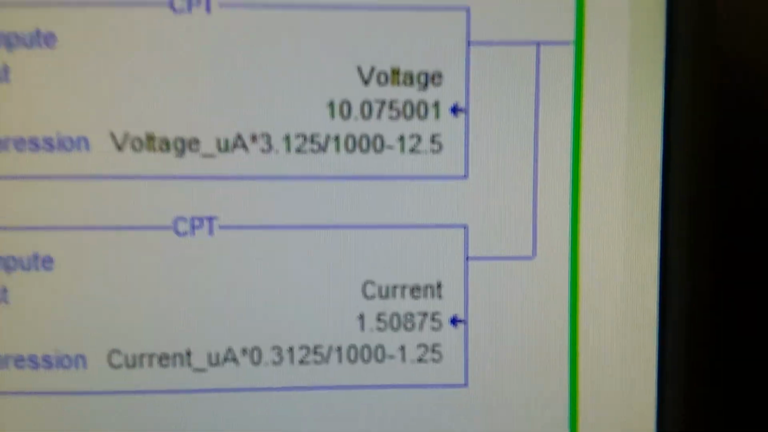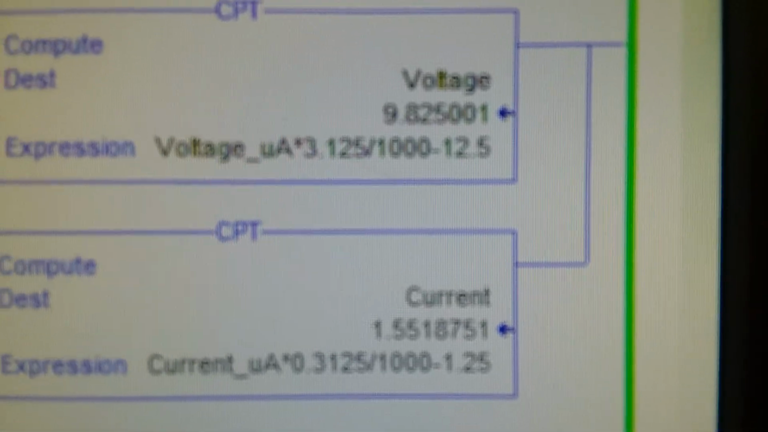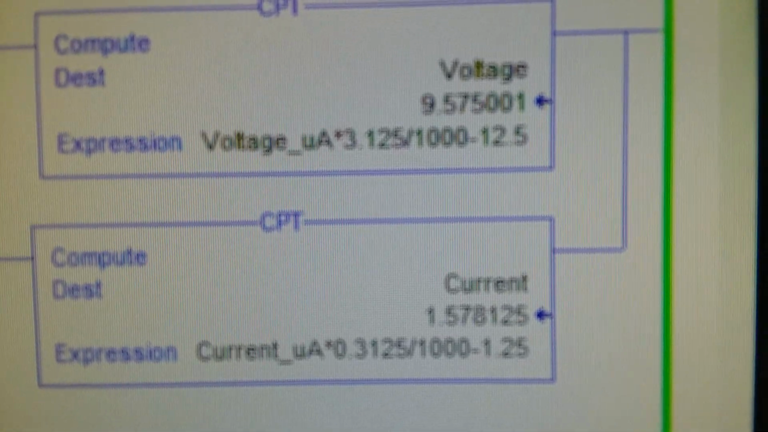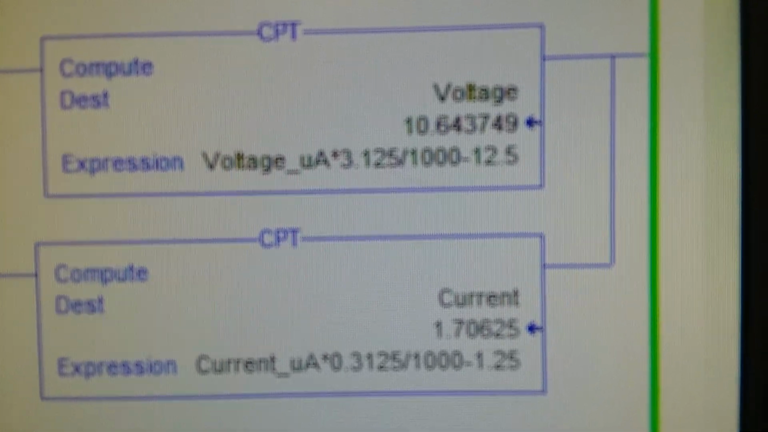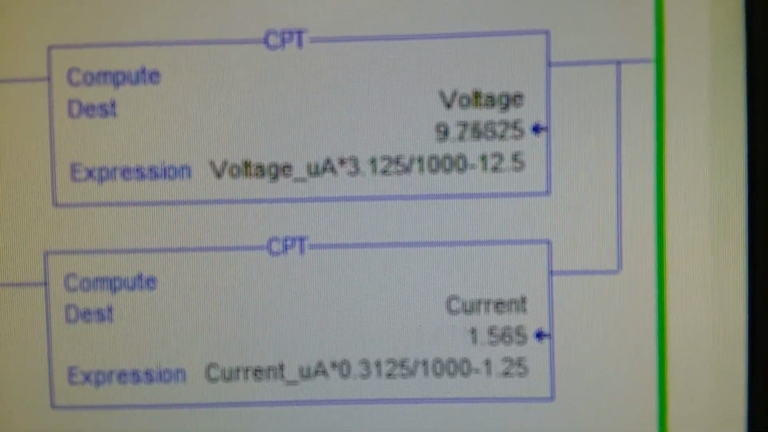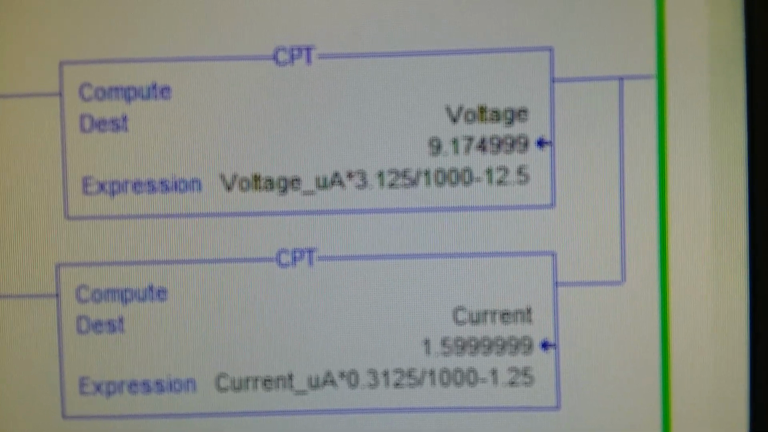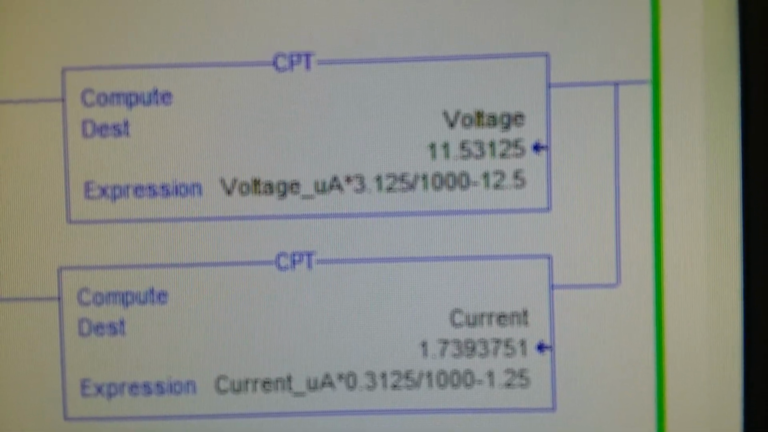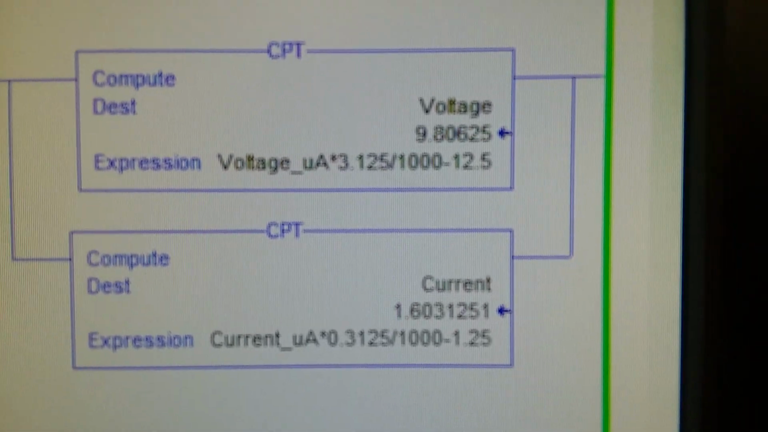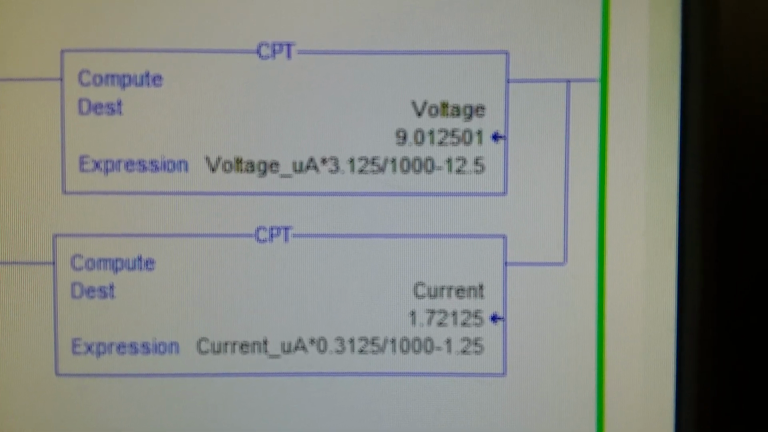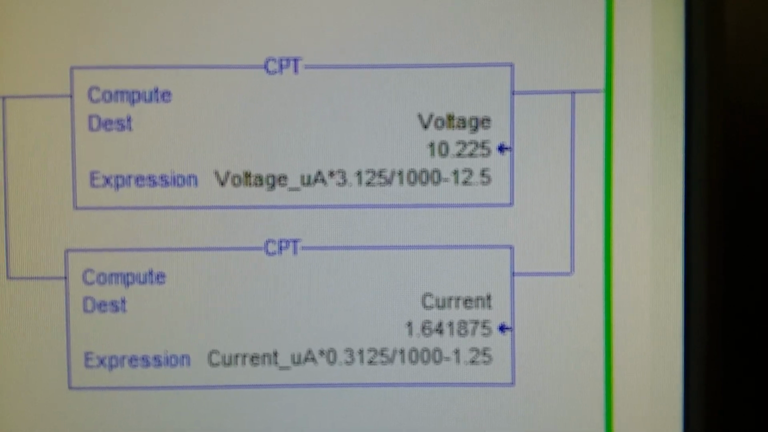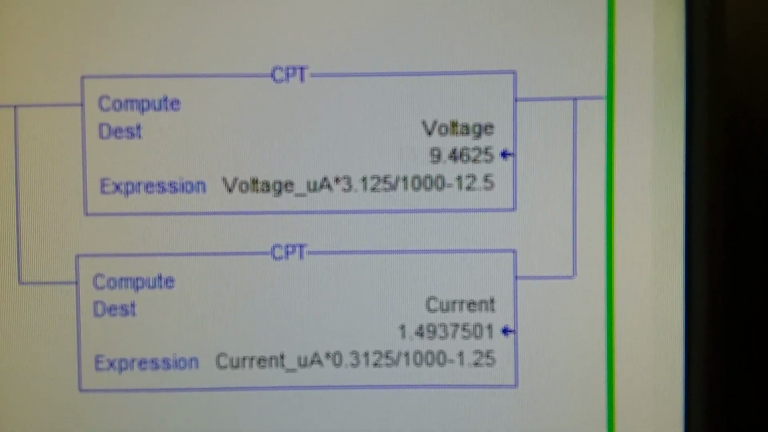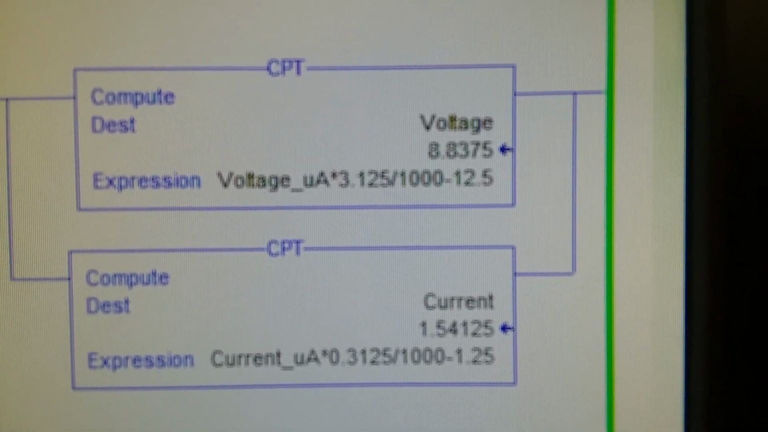Now the reason for that is I did not actually measure my shunt correctly. I believe my shunt is a little bit shorter than it should have been, and therefore my current really should be at 2 amperes, and it's reading a little bit low because my shunt is a little bit short. So you need to make sure that you calculate and measure your shunt correctly so that you get the correct current.